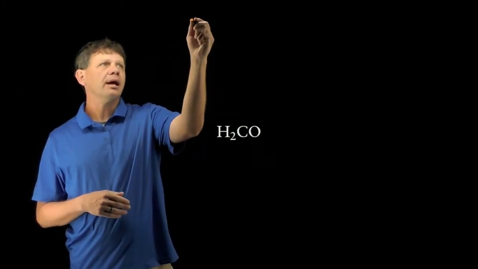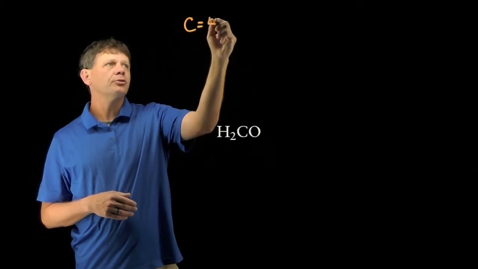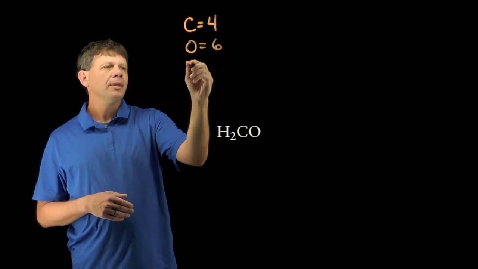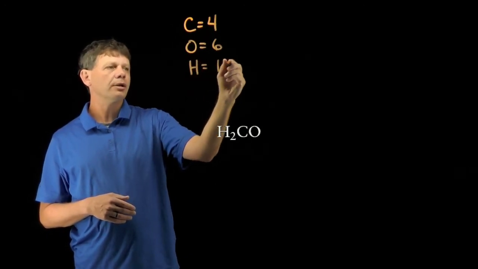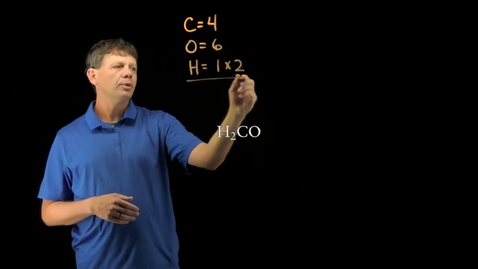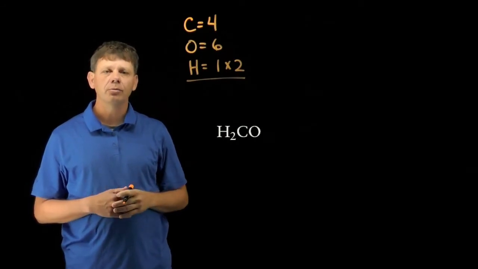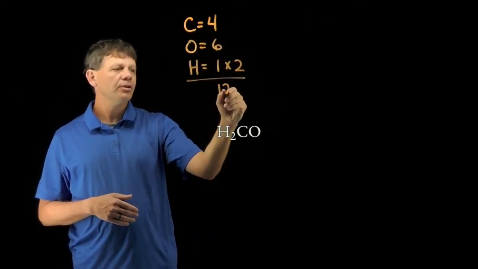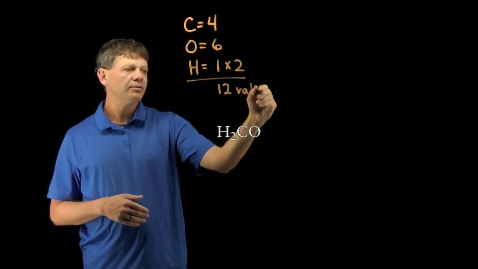We start by figuring out how many total valence electrons we have. Carbon is going to contribute 4, oxygen is going to contribute 6, and each hydrogen is going to contribute 1. Because we have 2 hydrogens, there are 2 more electrons. Adding those up, 4 plus 6 plus 2, we have a total of 12 valence electrons.